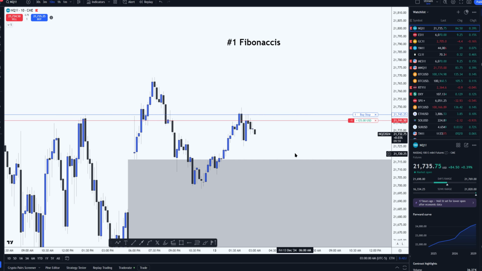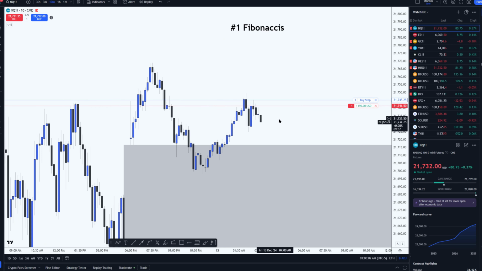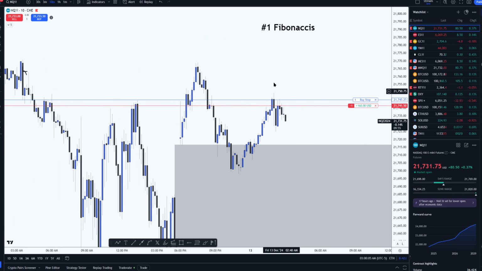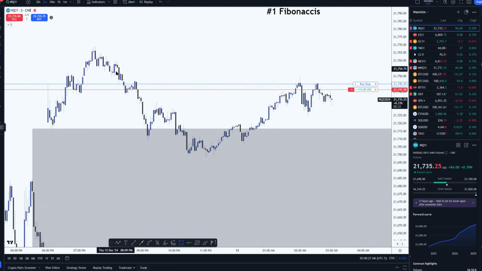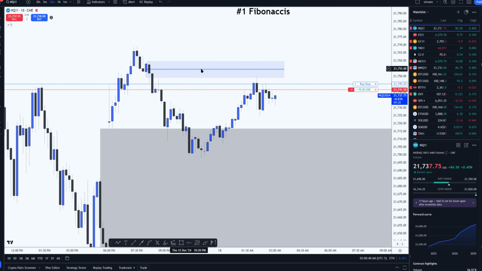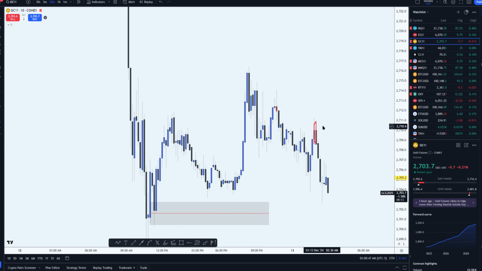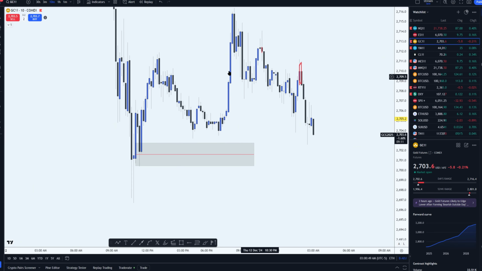Well, sometimes price has a reason for moving in that said direction, especially in the futures market. So we can see here as price is moving up, we could see it had a reason to move up here. That would be right here. So this is a balance area. So right here you have a balance area. So price needed to redeliver here. If we look on gold, I'll show you what I'm talking about a little bit more.